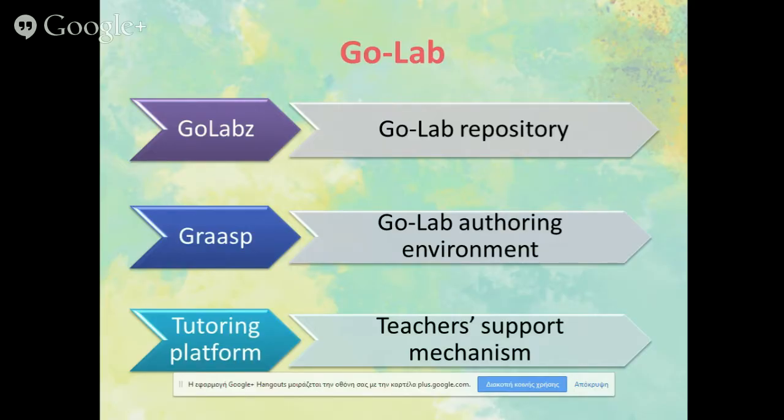So about GoLab. In GoLab, we have 3 basic components, I would say, three structures that constitute GoLab. The first one is called GoLabs. It's the GoLab repository. In there, you can find a big selection of online labs. You can find a lot of applications, supportive applications, and you can also find the GoLab activities. So this is the online repository that you can visit to have access to all the materials that are produced from GoLab. The second component is the GoLab authoring environment.